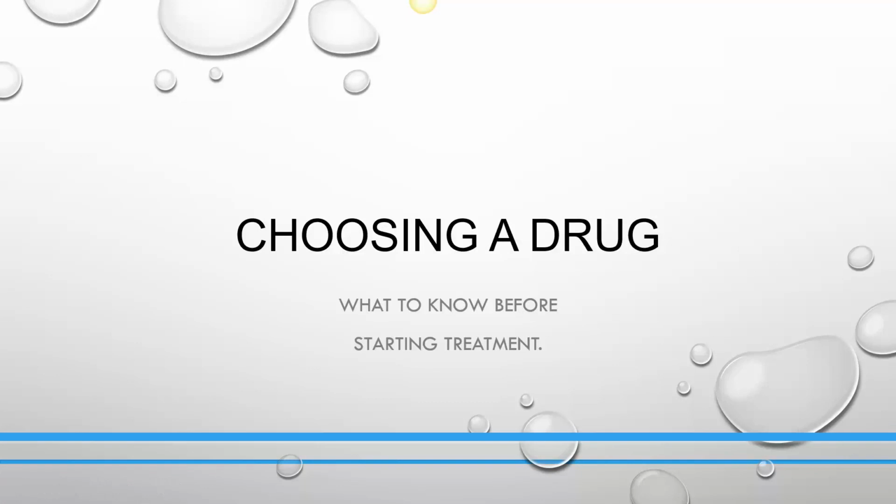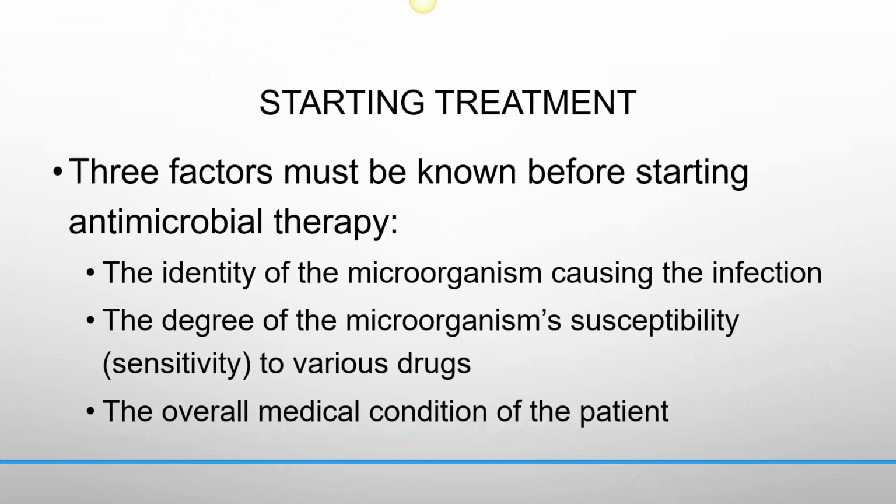Choosing a drug. What to know before starting treatment. So three factors must be known before starting antimicrobial therapy. One, the identity of the microorganism causing the infection. Two, the degree of the microorganism's susceptibility or sensitivity to various drugs. And three, the overall medical condition of the patient.